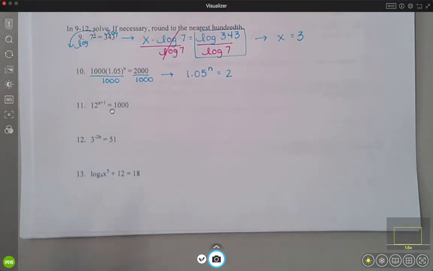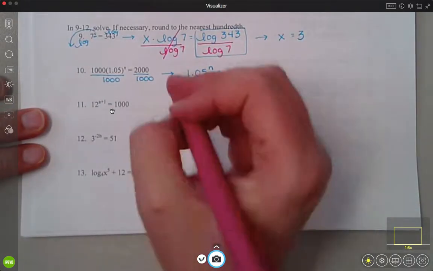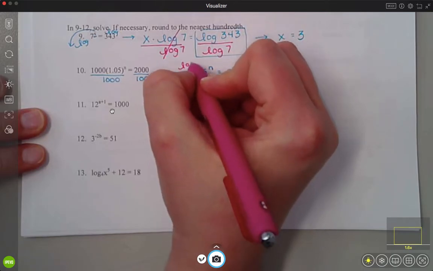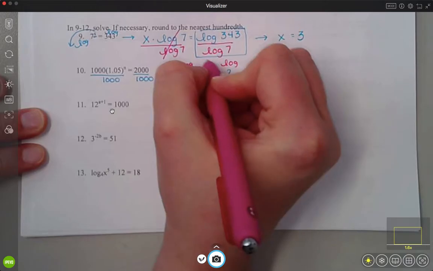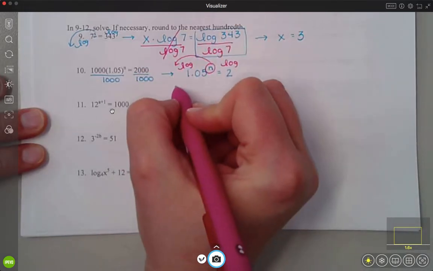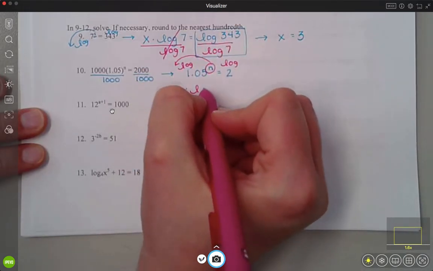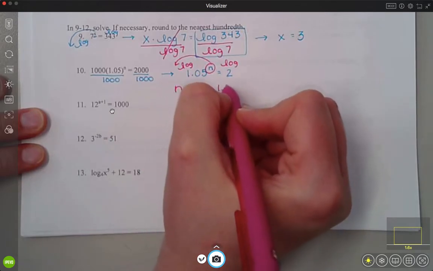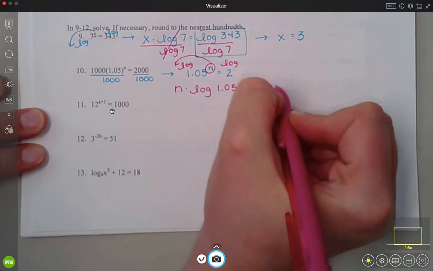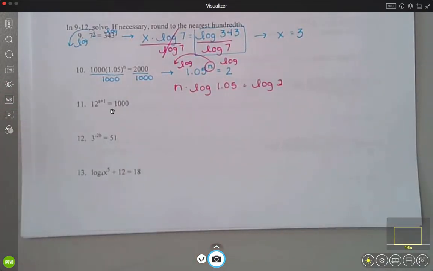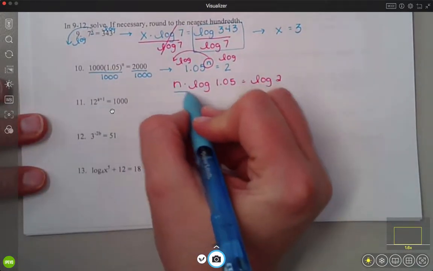Now, because I have that n up in the exponent, now I can take a log on each side, just like I did before. I can take that n off and put it in front here. So now I have n times log of 1.05 equals log of 2. I'm going to divide by my log of 1.05.